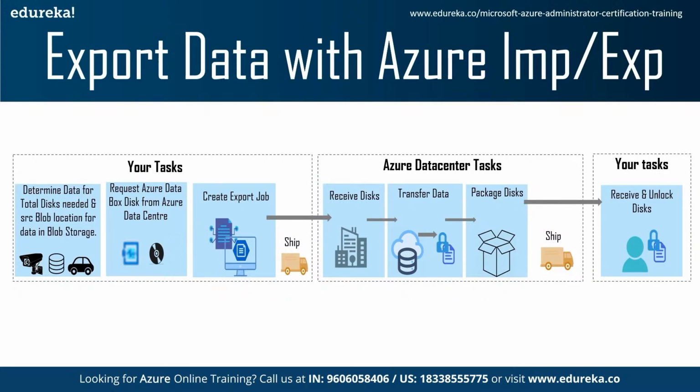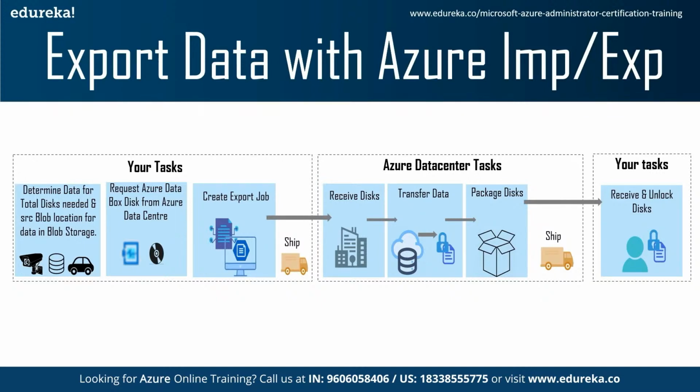Now you can see the following diagram, which summarizes the export process. To export data, you complete the following steps. The first one is to determine the data to be exported, the number of drives you need, and the source blobs or container paths for your data in Blob Storage. Second, request an Azure Data Box Disk from the Azure data center, or you can send a disk by yourself to the Azure data center in your nearby region, and provide the return address and carrier account number for shipping the drives back to you.